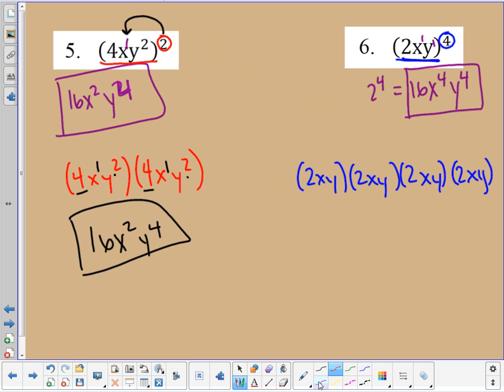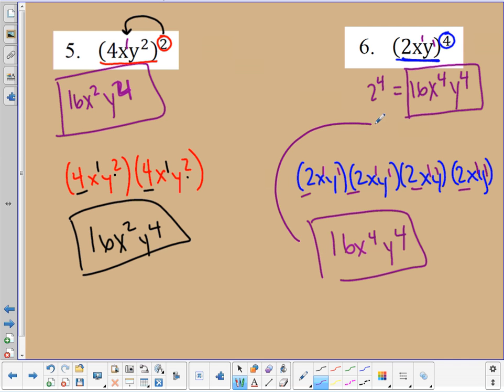And then you can go through and see 2 times 2 times 2 times 2 is 16. X to the first, x to the first, x to the first, x to the first, 1, 2, 3, 4. There's 4 of them. Y to the first, y to the first, y to the first, y to the first, 1, 2, 3, 4. There's 4 of them. I get the same answer. It's a little more work to write these out.